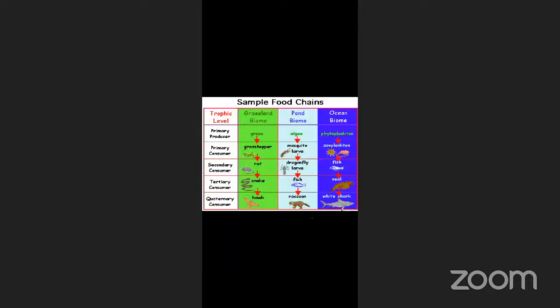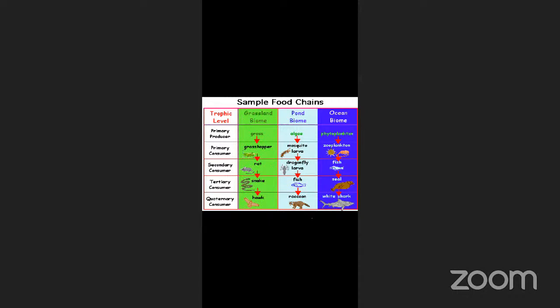Now here we have some sample food chains. So in the last class, we have discussed different ecosystems, means terrestrial ecosystems, aquatic ecosystems, and then lotic, lentic, marine. Okay, all these we have discussed, freshwater ecosystem. Now here we are looking into three different ecosystems where we see how the food chains are working.